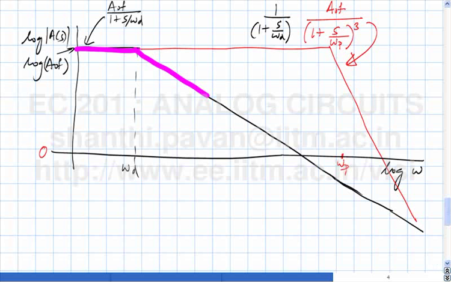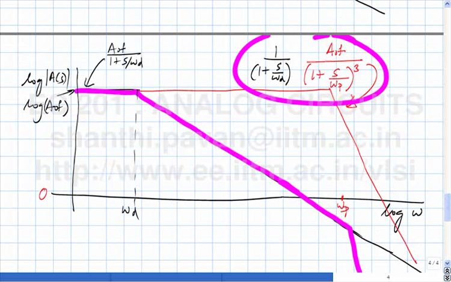It will follow the first order plot up to about omega p. Beyond omega p, what will happen? For frequencies much larger than omega p, it will fall off with a slope of -4. So it will do something like this. Alright? So this corresponds to the log magnitude plot of this character.